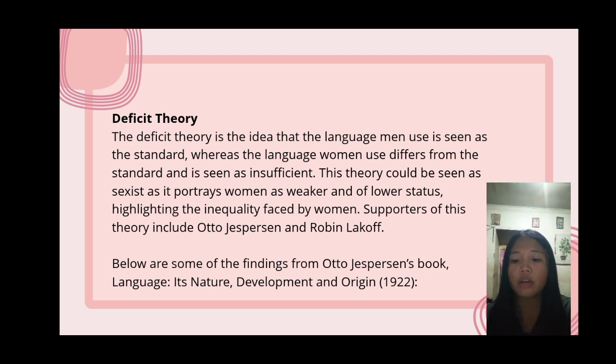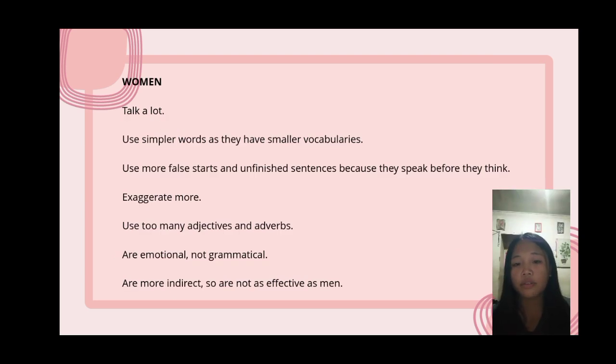So, below are some of the findings from Otto Jespersen's book, Language, Its Nature, Development, and Origin in 1922. Okay. So, sa findings niya about the women, they talk a lot, use simpler words as they have smaller vocabularies, use more false starts and unfinished sentences because they speak before they think, exaggerate more, use too many adjectives and adverbs, are emotional, not grammatical, are more indirect, so are not as effective as men. So, according to their findings, grabe jud ka emotional ang babae when it comes to using their language.